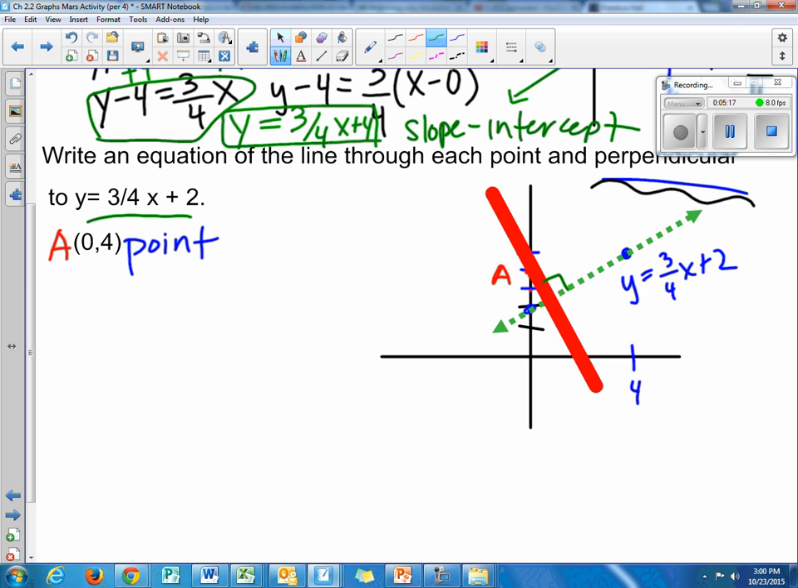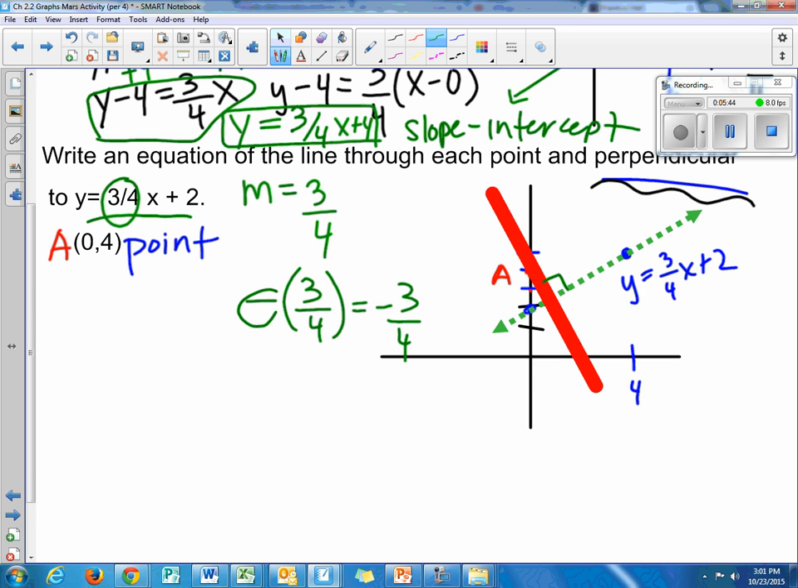Okay, so the slope of this equation here is 3 over 4, right? So we have m, the slope is 3 over 4. If we rewrite this slope for parallel, parallel means you keep this slope, but if it's not parallel, you don't keep it. So perpendicular means you have to multiply it by a negative. Okay, so that now becomes negative 3 over 4.